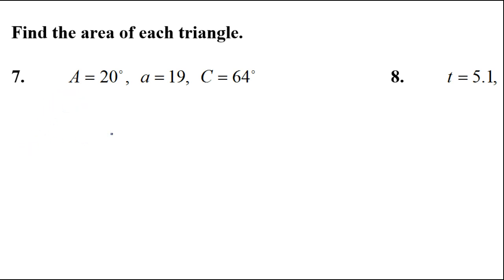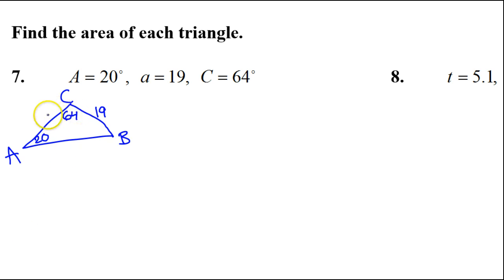Alright, so here is going to be my triangle. And I'll just go ahead and call this angle A and angle B, and this will be my angle C. So angle A is 20. Let's see, angle C is 64. Alright, side A is 19, so that goes right here. And that's what we have. So this is an angle side situation.